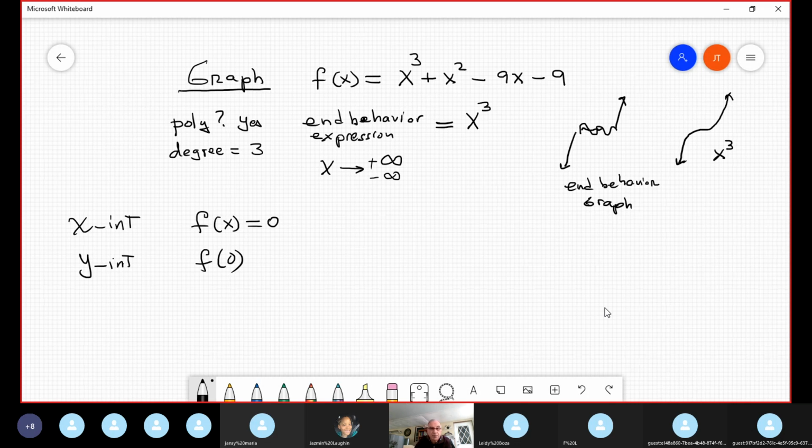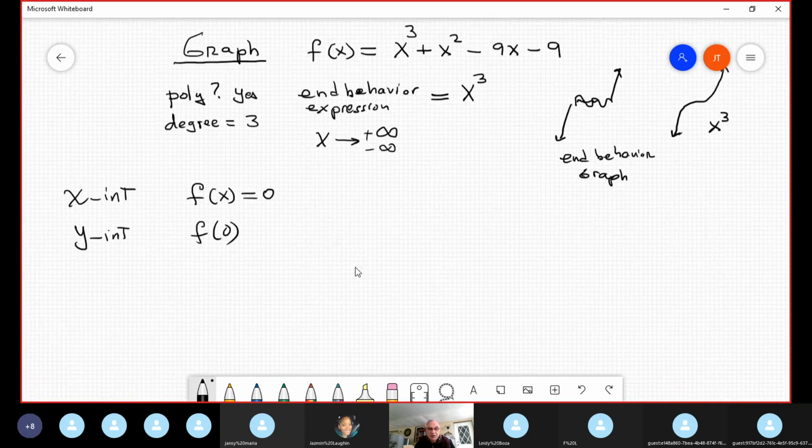Okay, let's do it. Let me start with the easy part. The easy part is the y-intercept. The y-intercept is always easy, because when you evaluate 0 here, that part disappears, and only -9 stays. So when you evaluate here, the answer is -9. And the point is the point (0, -9). This is at least one point that we found.